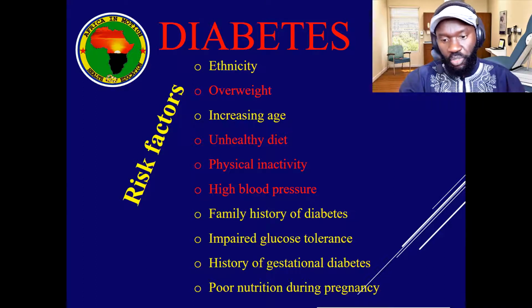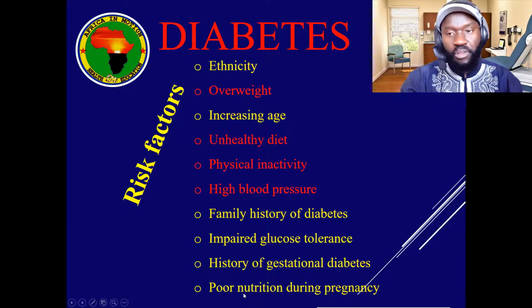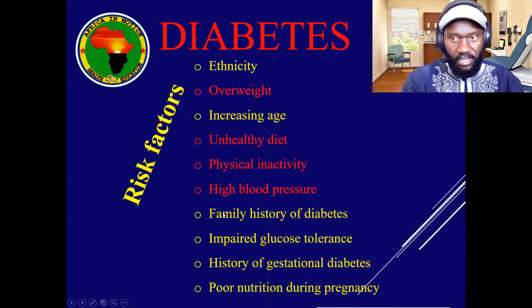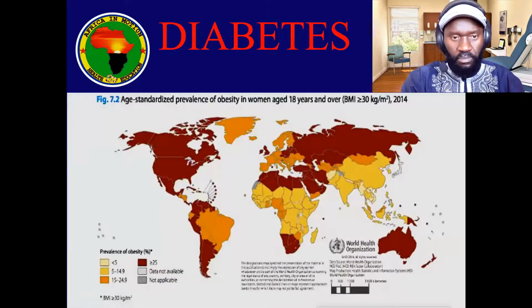Poor nutrition during pregnancy: if the nutrition is not good during pregnancy, it can interfere with sugar metabolism, with how sugar is utilized. These are the risk factors. If you have some of these, or a combination of them, then you are at risk of developing diabetes. But let's underline the ones in red. Can we do something about them? We will see in the next presentation.